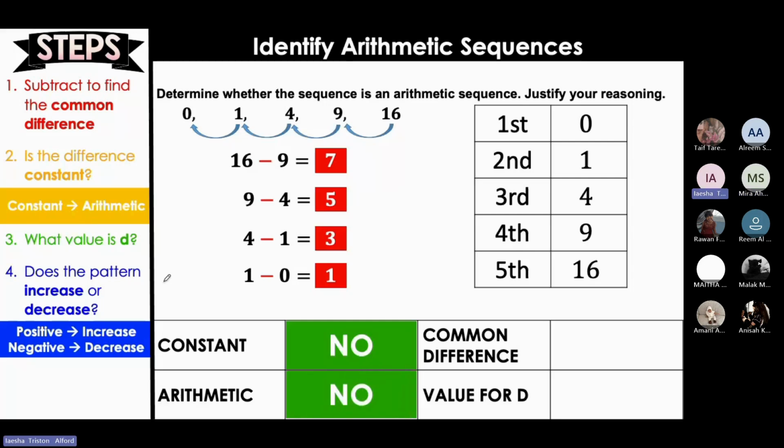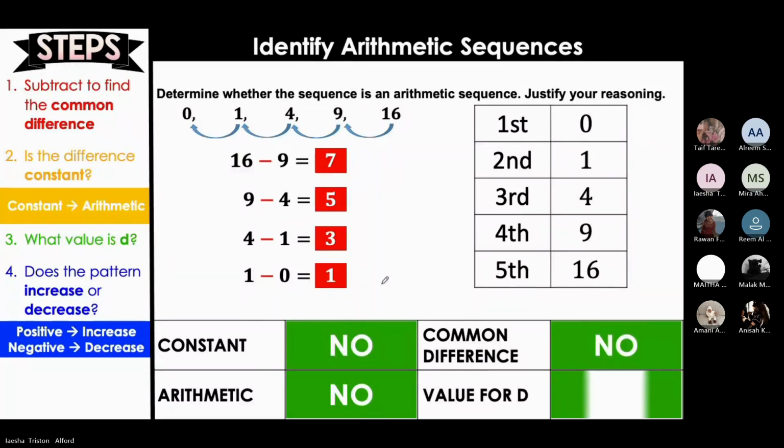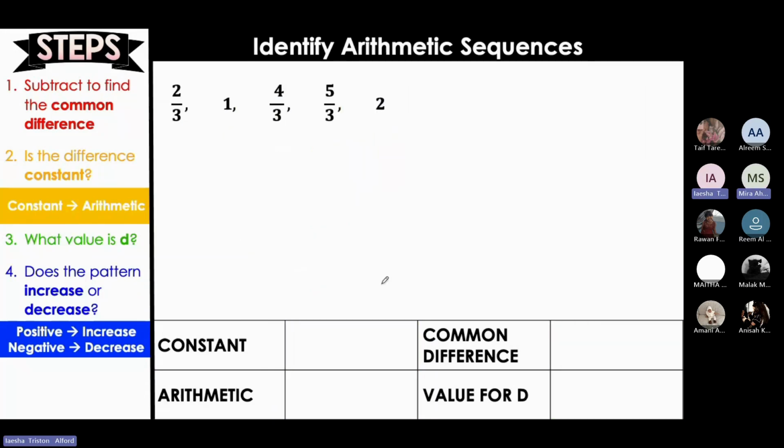It's not arithmetic. Correct. Do you have any common difference? No, we don't. No common difference and no value for D. Done. That's it. That is all you have to do. Easy.